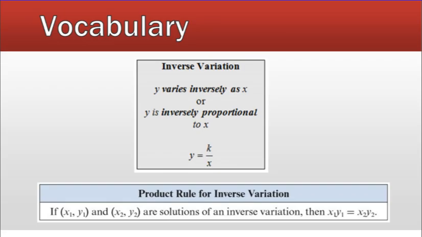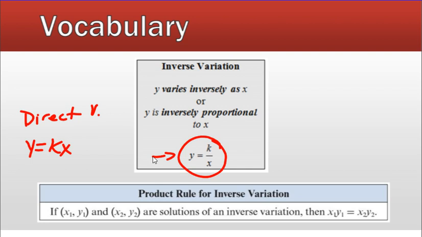So inverse variation is where y varies inversely as x, or y is inversely proportional to x. So the setup would be y equals k divided by x. Remember, direct variation was y equals k times x. So now when we're working with inverse, we're going to be looking at y equals a constant divided by the x variable.